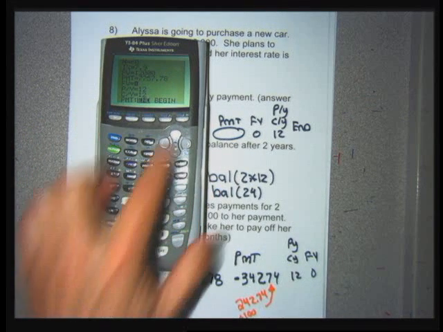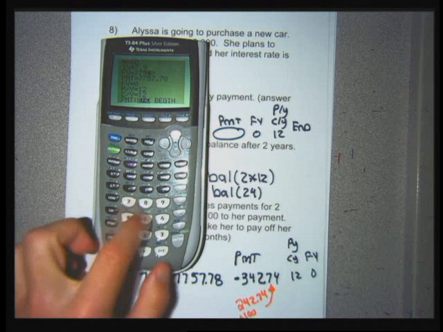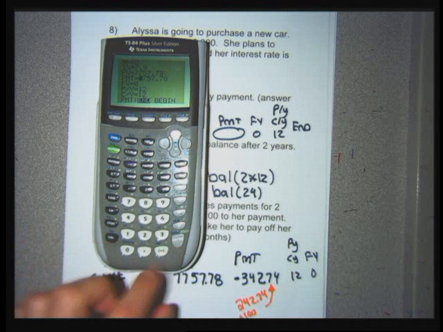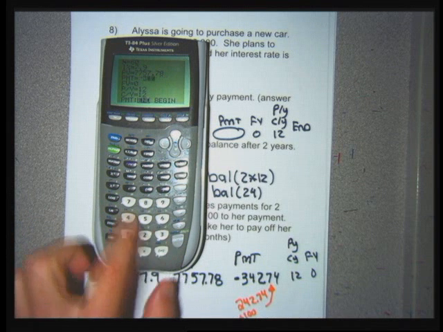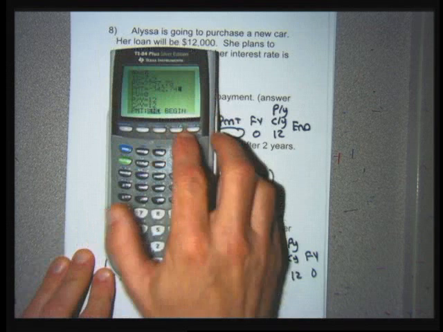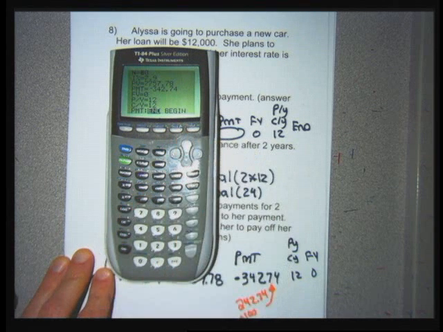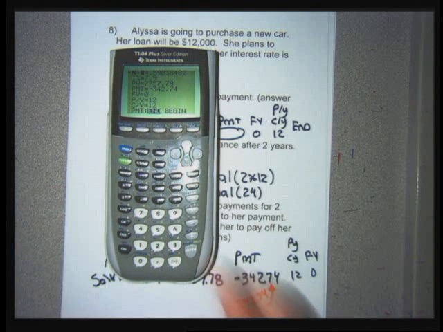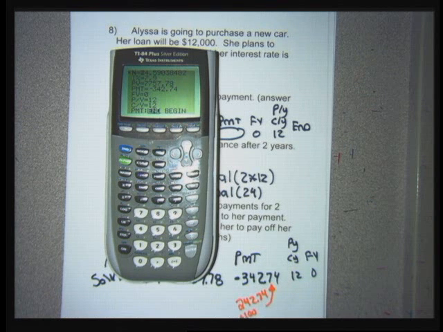I put it in the wrong spot, 7757.78. The PMT needs to be negative, and the amount of the new payment, which is $342.74. Everything else looks okay. I'm going to arrow up to the N, get it flashing, hit my alpha button, hit enter. That's how I got the 24.59 for the number of months.